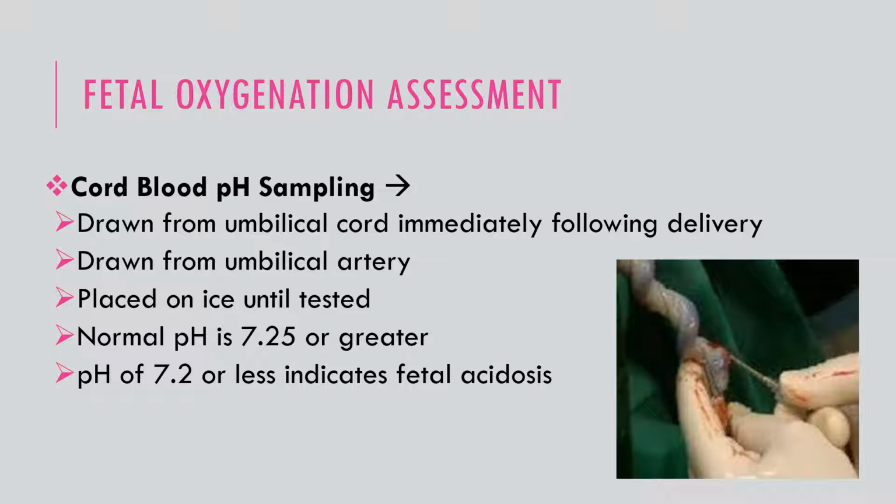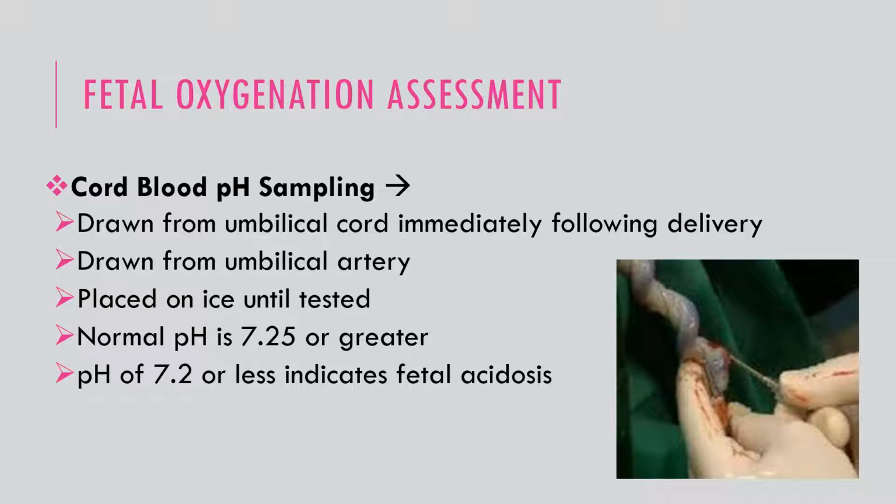The thing with fetal scalp blood sampling is that you can actually do it while the baby is still in utero, so during labor and delivery. And if we get a result of less than 7.2, that indicates there's some hypoxia going on, and we can actually immediately intervene to help turn that around.